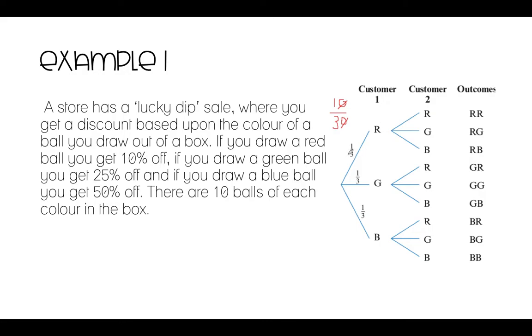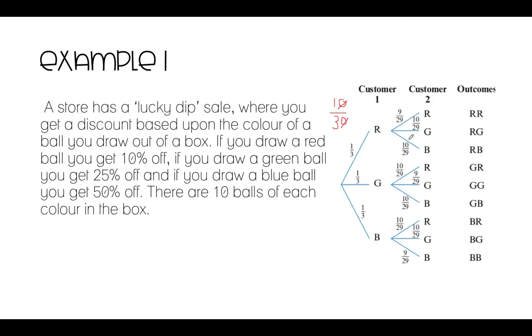Now what we need to think about is, if I draw a red ball and I'm looking to draw another red ball, there's one less red ball. There's only 9 there now, and there's also one less ball in total, so our total has dropped as well. So in this case, we would only have 9 red balls out of 29 balls in total. We would have 10 green balls still, because we haven't drawn a green ball, but still only 29 in total. And then here would be 10 blue ones with only 29 in total.